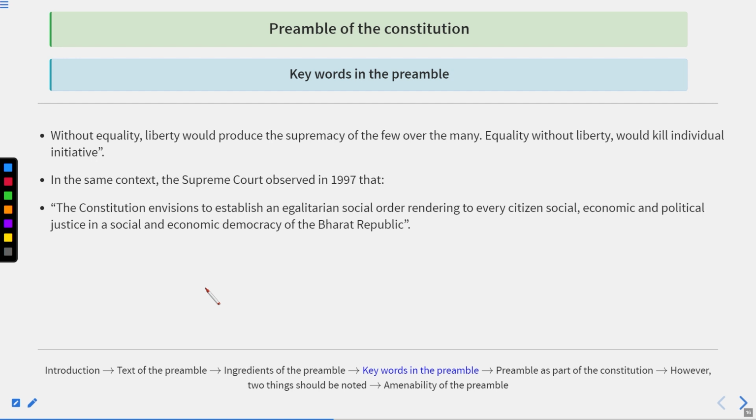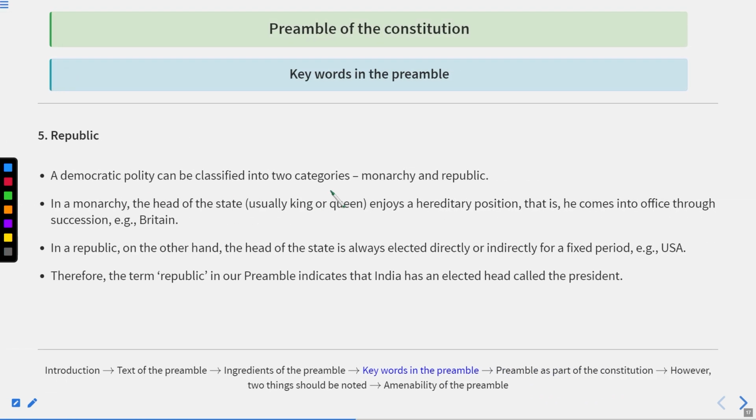In the same context, the Supreme Court observed in 1997 that the Constitution envisions establishing an egalitarian social order, rendering to every citizen social, economic, and political justice in a social and economic democracy of the Bharat Republic. So the same thing which was stressed by B.R. Ambedkar was observed by the Supreme Court in 1997.